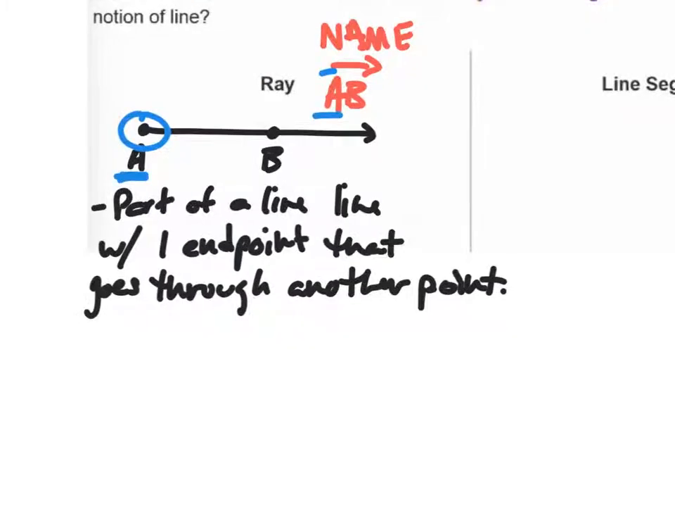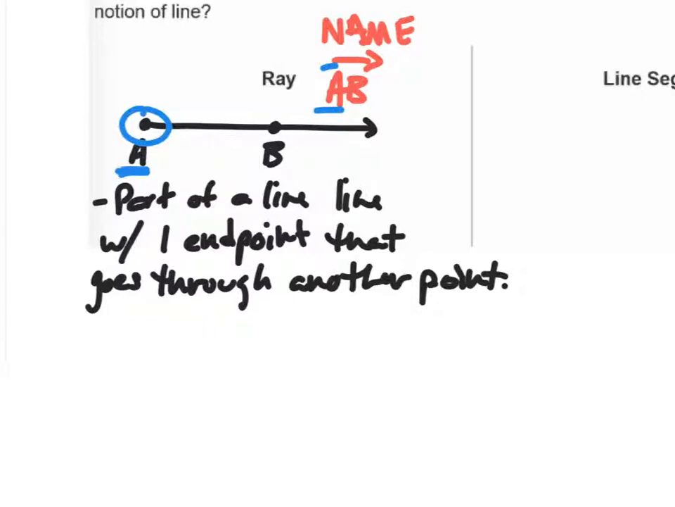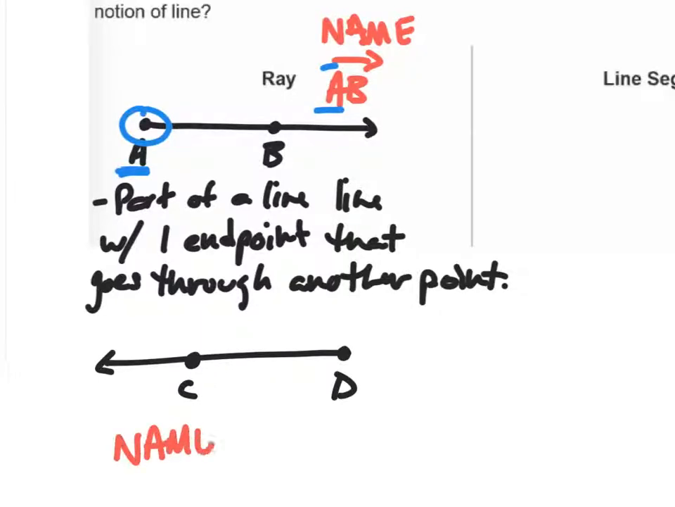Let's say you have a different ray, and I'm going to have it go in the opposite direction. I'm going to call this point D and this point C, and it goes in that direction. If I were to name this ray, I would name it ray DC, with the line going like that. So your endpoint here is crucial. That's how you name it.